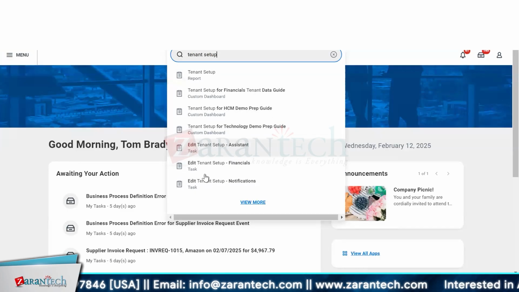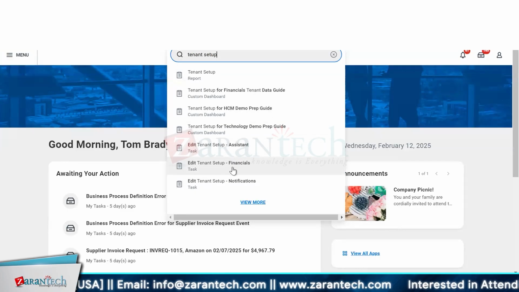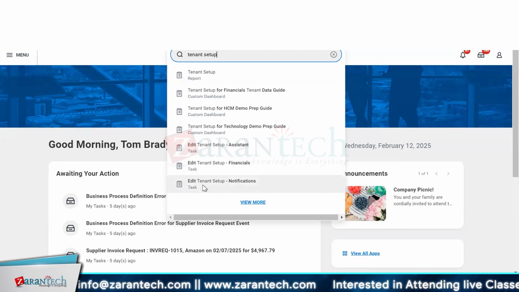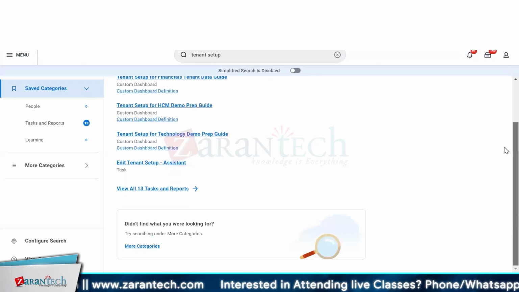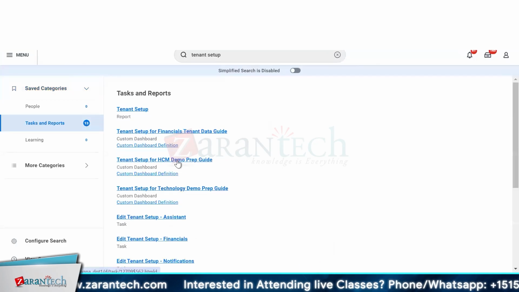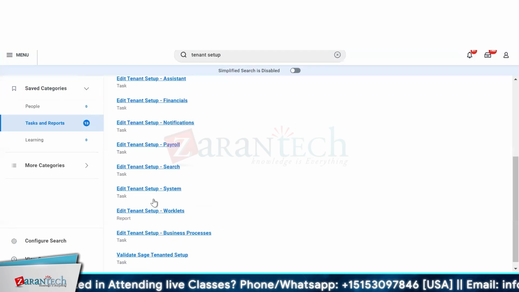Here you can see Edit Tenant Setup - Financials. If you want to work with financials, Edit Tenant Setup - Notifications. I will show you in a while that we have multiple options here, based on access. It is not available to everyone, only those with access. But I recommend to the students never to change this in the test environment, because it will impact all the users currently using it.